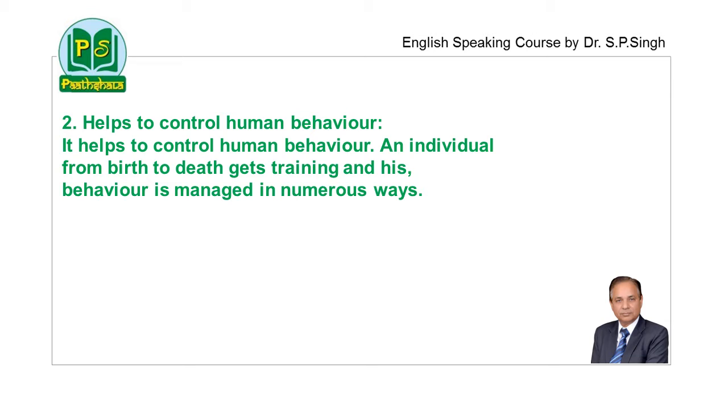Socialization helps to control human behavior. An individual from birth to death gets training and his behavior is managed in numerous ways. In order to maintain the social order, there are definite procedures or mechanisms in society. These procedures become part of a man's life and a person gets adjusted to the society. Through socialization, society intends to control the behavior of its members unconsciously.